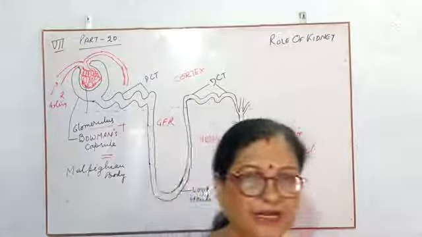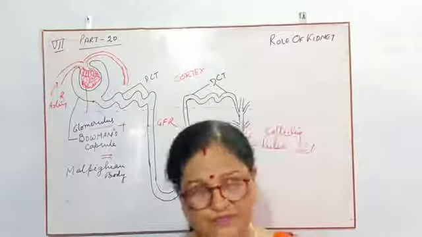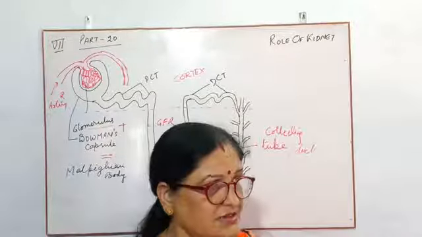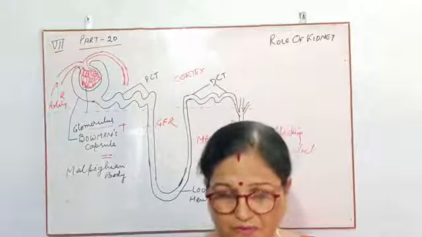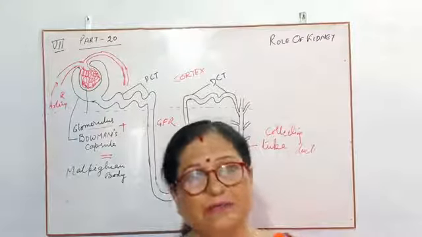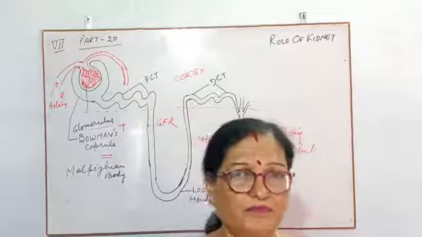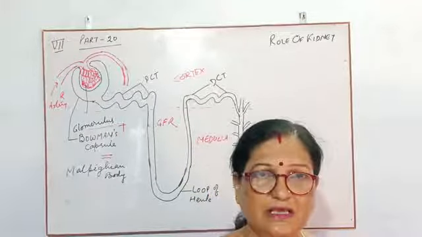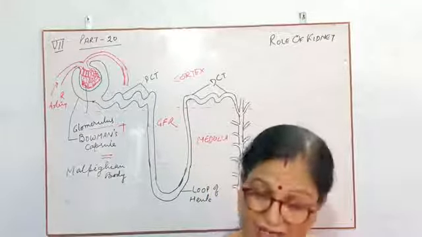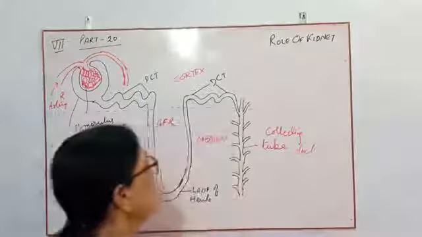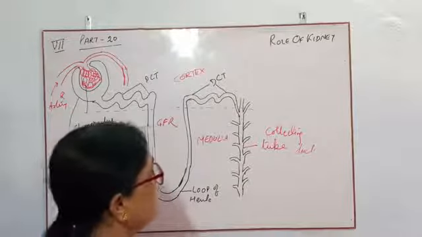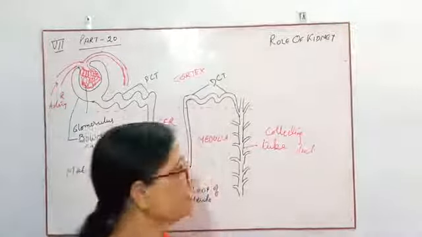The main function of the kidney is to produce urine. So this is the main function of the kidney, to perform all these functions by which the urine can be formed very easily and properly, with proper composition. So the role of the kidney is the formation of urine.